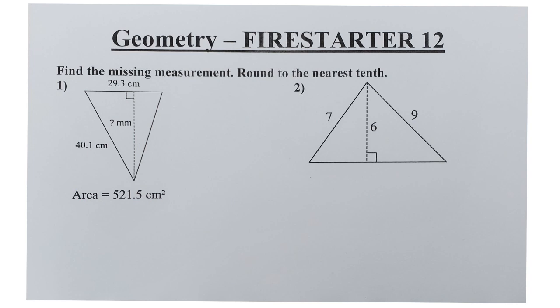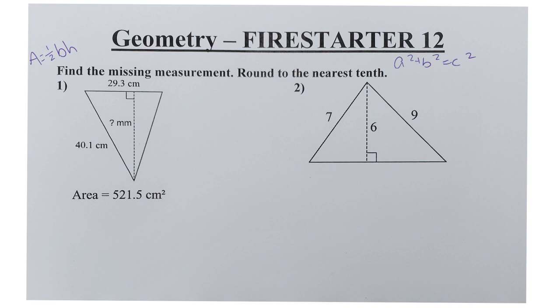Firestarter 12, exact same concept. All right? The first one is this. I'm going to use my area formula. I'm going to say area is equal to 1/2 base times height. Once again, you might see base times height over 2. I like to use the fraction because it seems to keep you guys from making calculator mistakes. Whichever, it's personal preference.